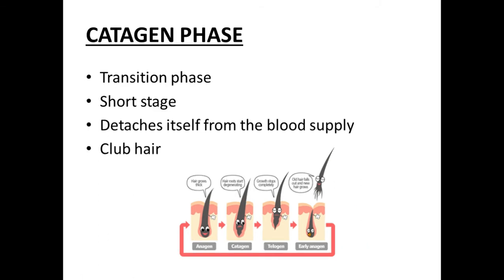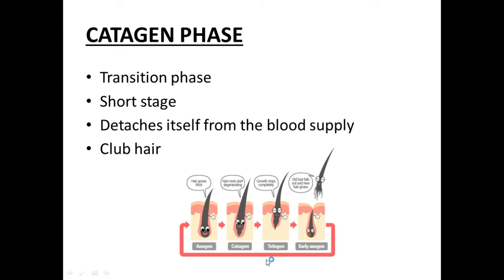Then next comes the Catagen phase. This is a transition phase, present between the anagen stage and the telogen stage, where the cell is neither growing like in anagen nor is it going to fall off like in telogen. So basically it is a transition phase. Now this is a short stage.